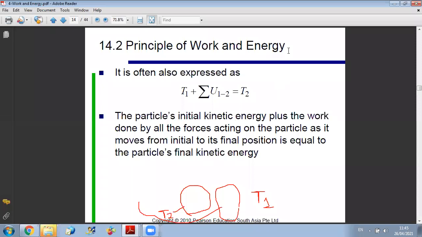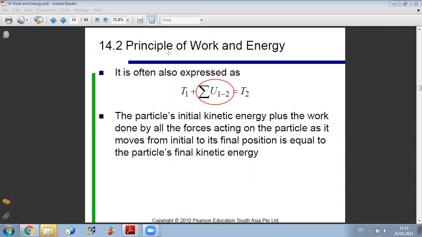So now you can expect that if I have a net positive work, then the kinetic energy will increase, while if I have a net negative work, then the kinetic energy will decrease.